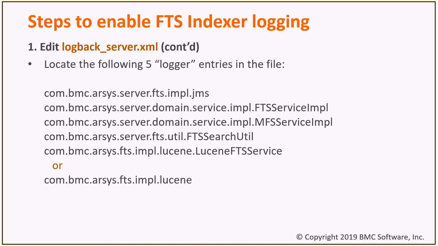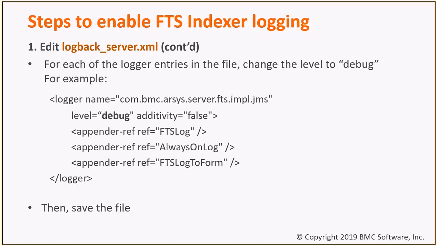To edit the file, search for the 5 logger entries related to FTS and MFS, or multiform search, as listed here. Depending on your version of AR System Server, you will see either the next to last or last entry in this list. Just use whichever one you find. Change the log level for each of the 5 FTS-related logger entries to debug, all lowercase. And just to note, some entries may already be set to debug by default. Then save the file.